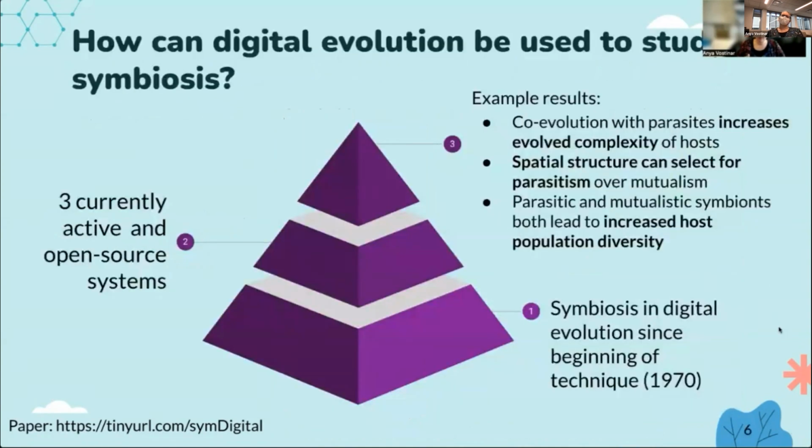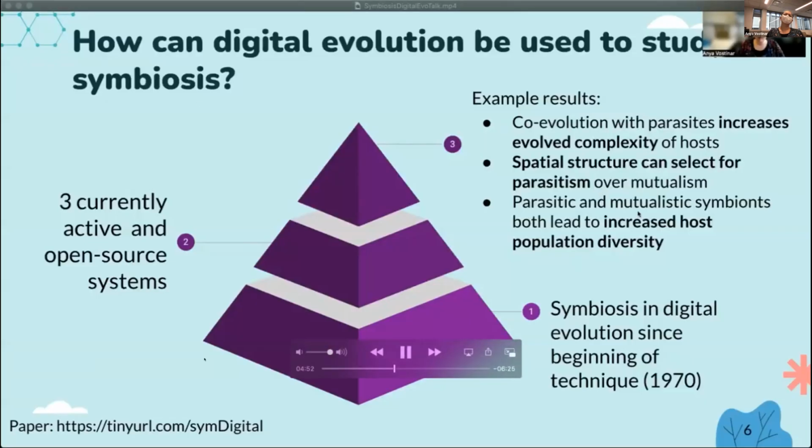Digital evolution has been a technique for about 50 years, since 1970, and symbiosis has been at the fringes of it that whole time. So it was found right away from the beginning, but wasn't always a central focus. There's currently 3 active and open source systems by our count that support some sort of symbiosis in a digital evolution system. There's certainly also historic systems that don't quite work anymore, but could be revived. And there's a number of really cool example results from those systems.